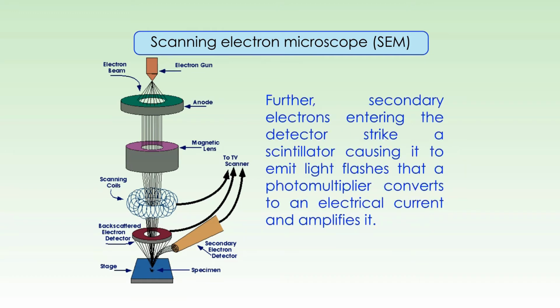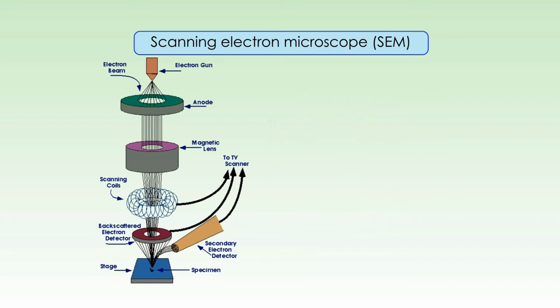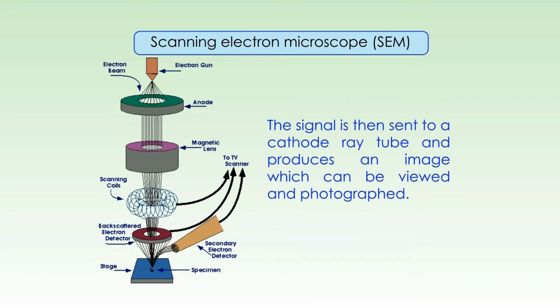Further, secondary electrons entering the detector strike a scintillator, causing it to emit light flashes that a photomultiplier converts to an electrical current and amplifies. Further, the signal is then sent to a cathode ray tube and it produces an image which can be viewed and photographed.